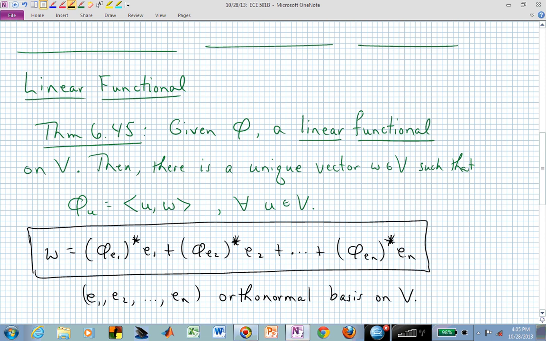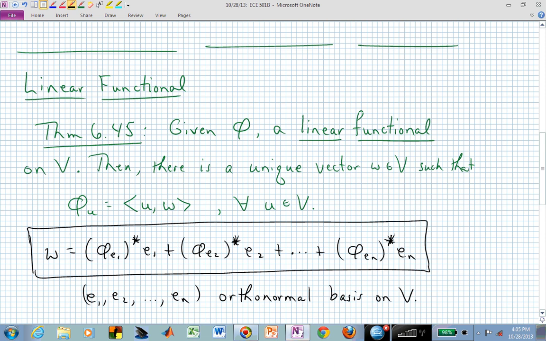The W is a unique vector, and it's really just the linear functional applied to an orthonormal basis of our vector space V. That gives us these scalars that we then complex conjugate, and those now scale these orthonormal basis vectors, and that's our unique vector W. And if somebody wants to find a vector W which we can just form the inner product with, then we can build that vector W using this technique.